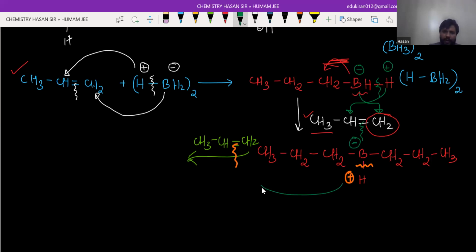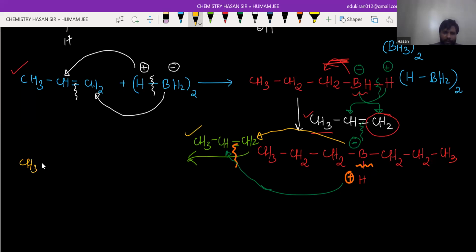So this positive, according to anti-Markovnikov, will go to that carbon along the double bond which has lesser number of hydrogen. And this negative charge will go to that carbon which has greater number of hydrogen. Very simple it is. So what I'm going to do, I'm going to write this one first.